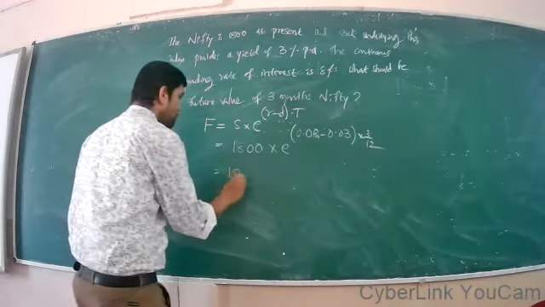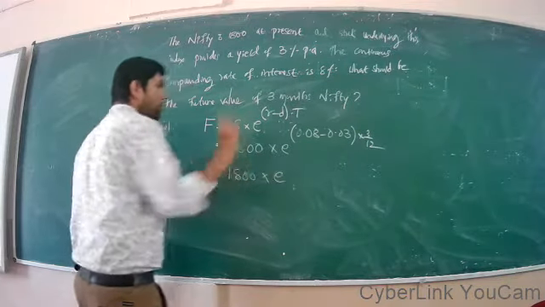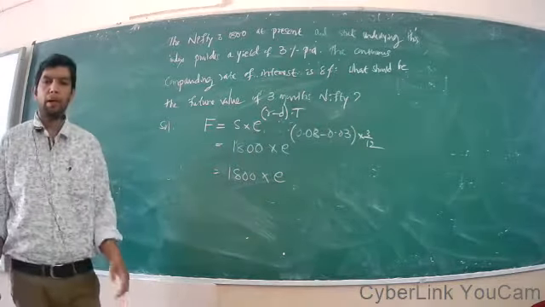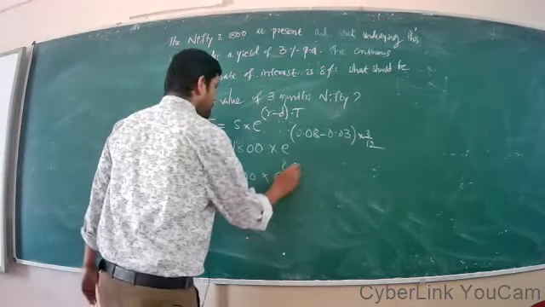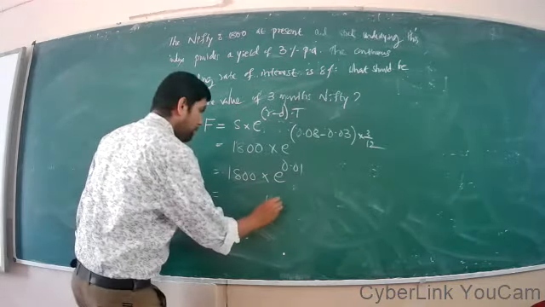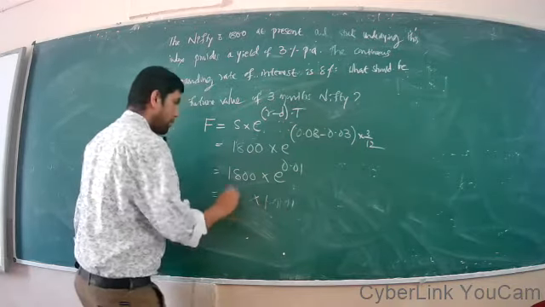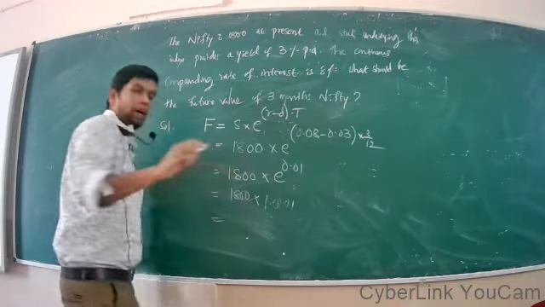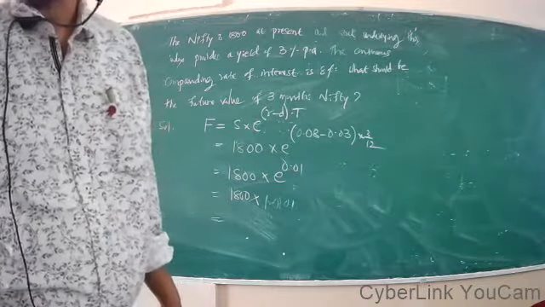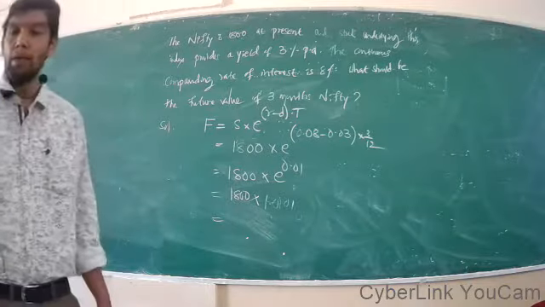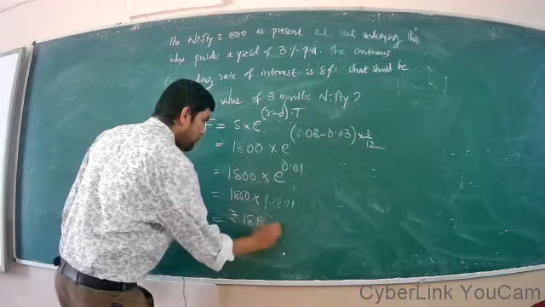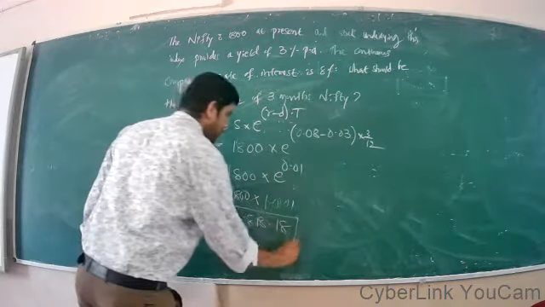So that is equal to 1800 into e raised to, by using the calculator you find the difference and then multiply by 3 by 12. So 0.01 again in this case. If you multiply 1800 by 1.01010, that gives 1818.18. So this is the final answer.